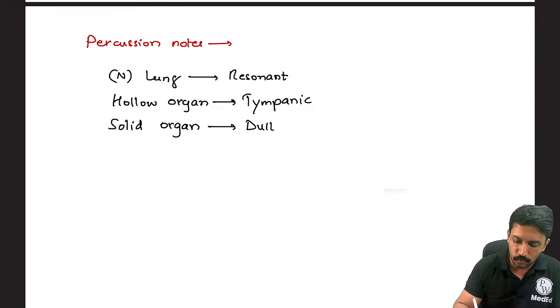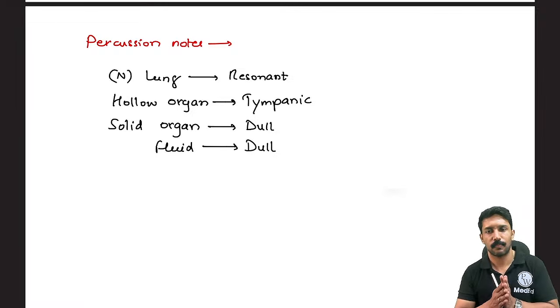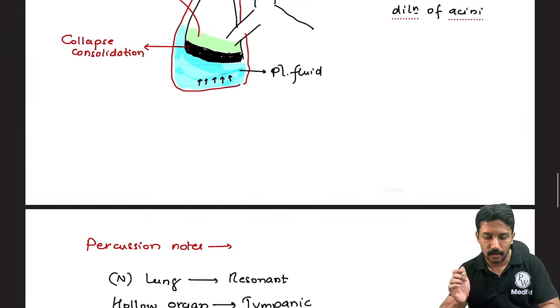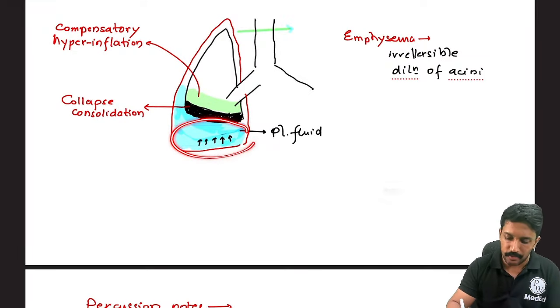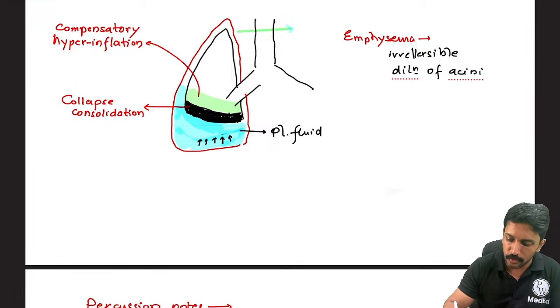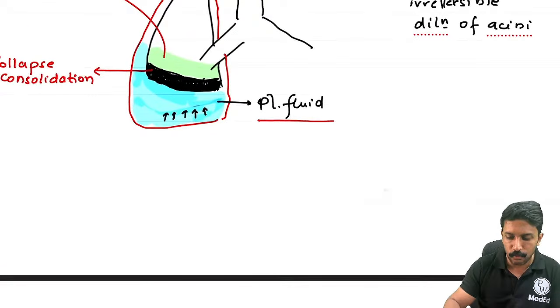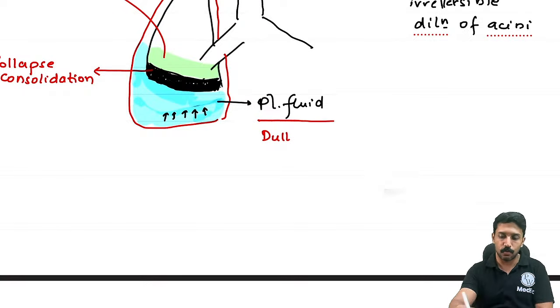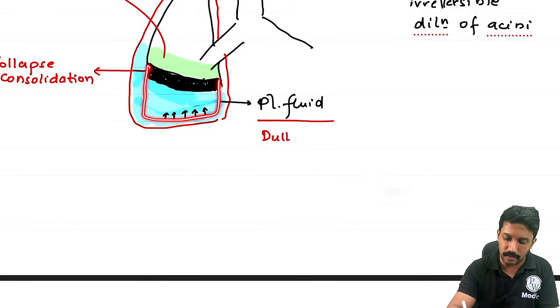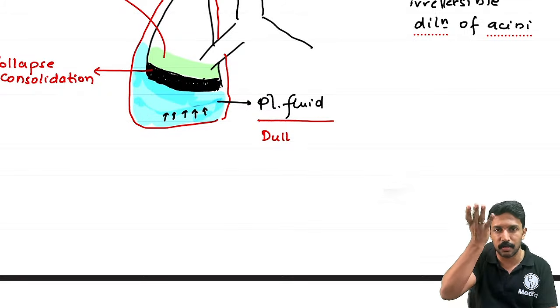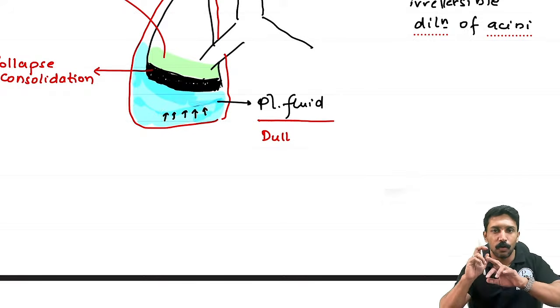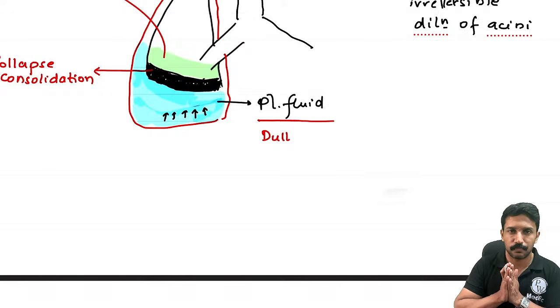Similarly, you should also know that if I percuss over fluid, fluid always produces a dull note. So now here I have so much fluid. If I percuss over the pleural fluid, what note am I going to get? I'm going to get a dull percussion note. Earlier I should have got a resonant note because there used to be a lung here. There was a lung here, but now that lung is lifted up, fluid has taken its place. Wherever there is fluid, I will get a dull percussion note.